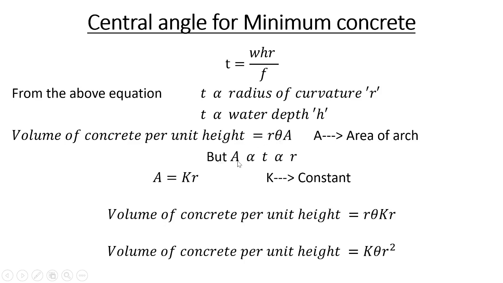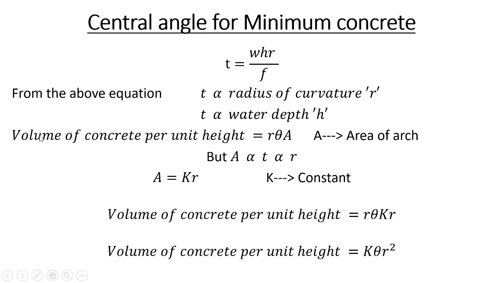Since it's the case of arch dam, we are taking the arc length. Also you know that the area will be always proportional to the thickness, and from this statement it is written that the thickness is directly proportional to r. So here we can conclude that area is proportional to r. And to avoid that constant of proportionality, we can use a new constant, that is k. So you will get area directly proportional to r, and area will be equal to k into r.